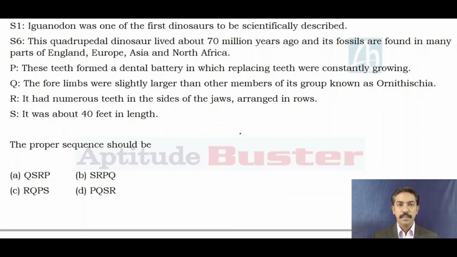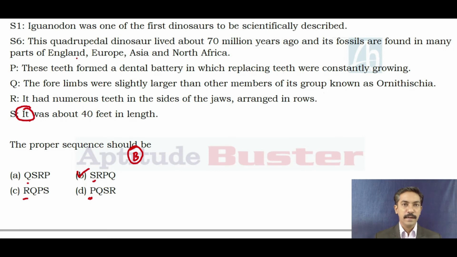For this question, straight away I would like to discuss the logic. You have all the four segments occupying the second position, right? You check it. S1 is very much simpler for you to understand. It talks about the name of a dinosaur, so the second sentence must be its description. Yes, could be the correct one. It was about 40 feet in length. This 'it' refers to iguanodon, right? Okay. So answer is B.